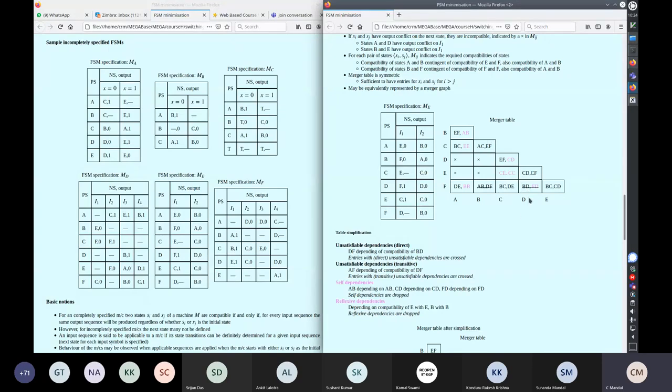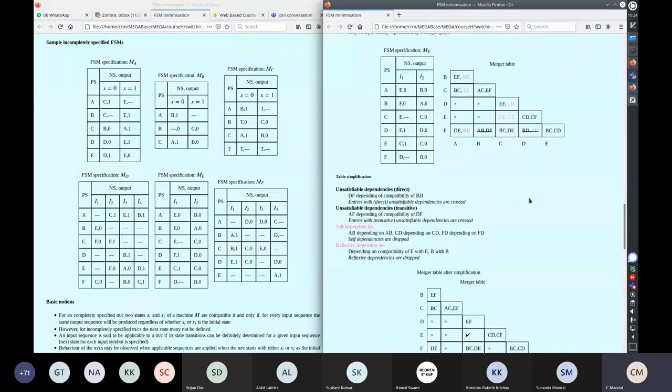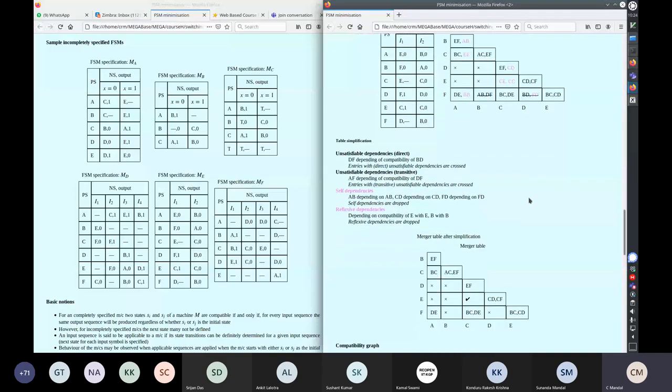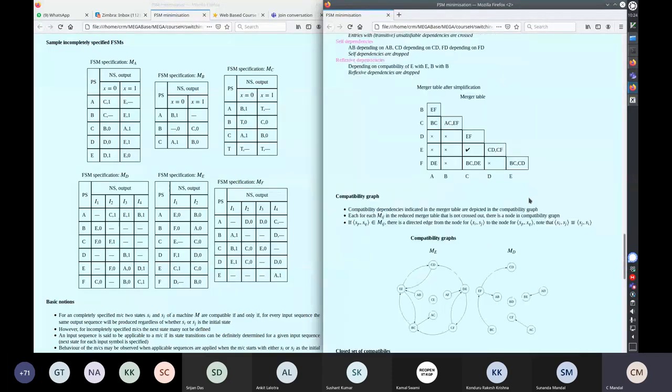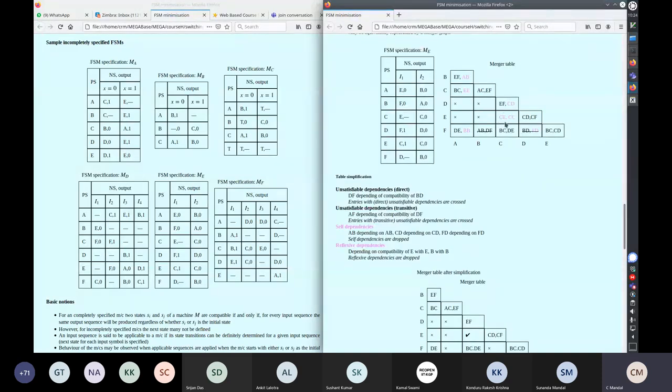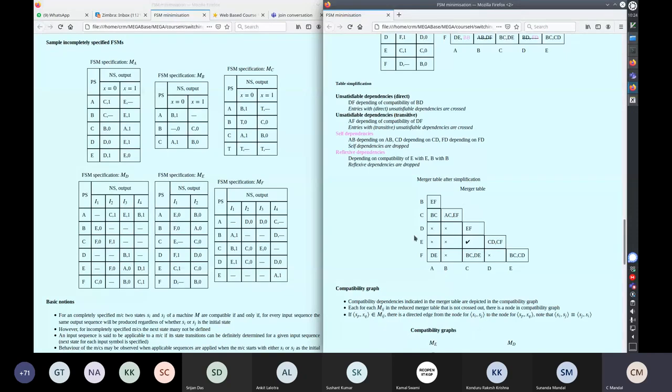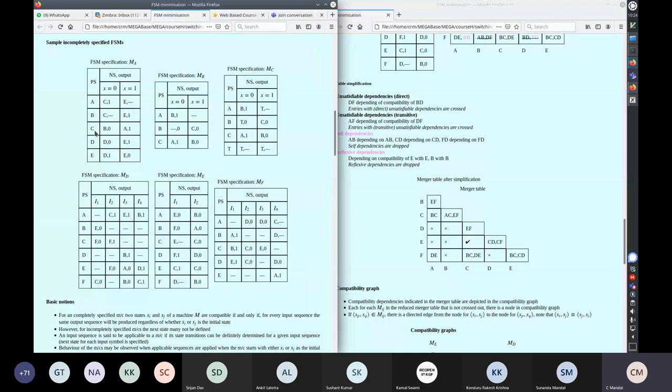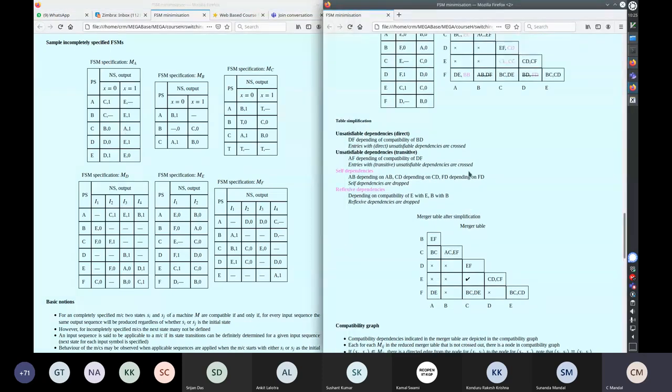So you have this Marchett table, and this is the reduced Marchett table. Here, if you look, this part is trivial. So C and E, this entry is trivial. C and E are compatible. So let us see. C and E are compatible. C and E depends on C and E and CC.